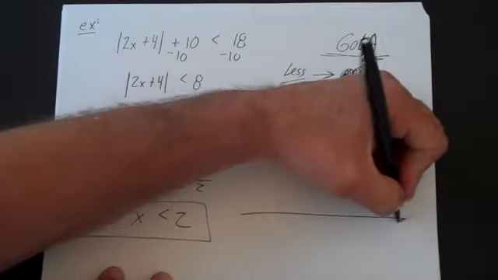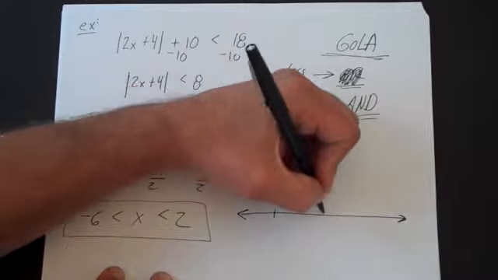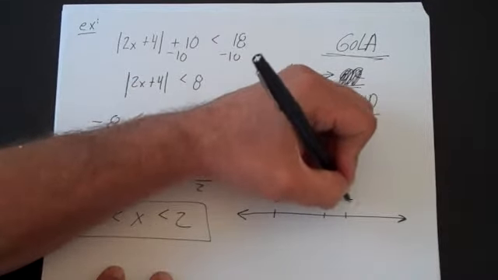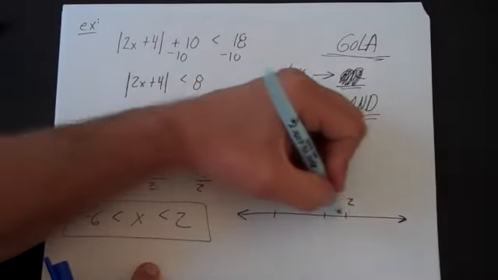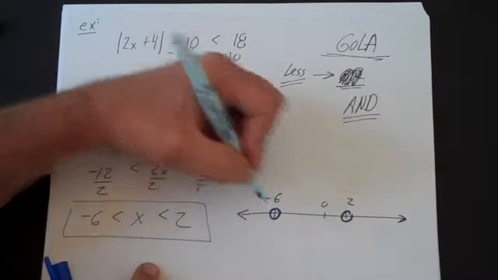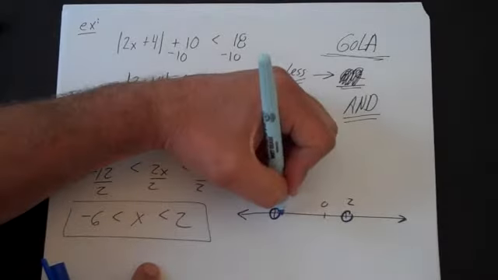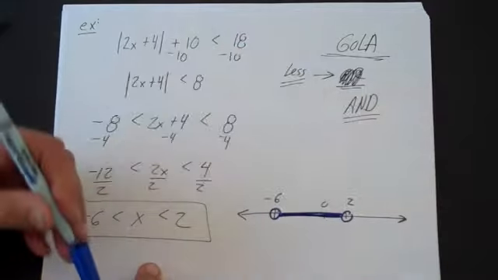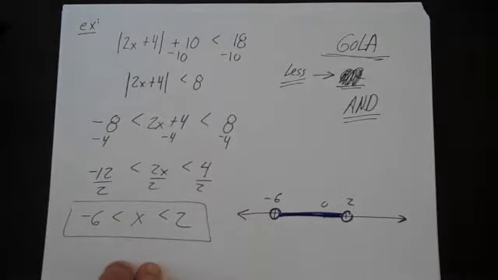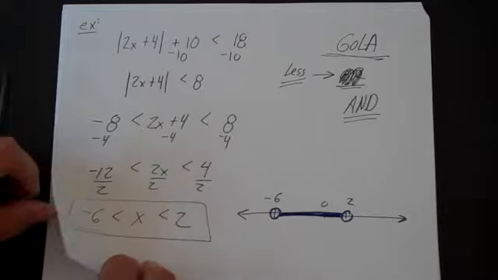If you want to graph that, minus 6, 0, 2. It's everything between negative 6 and 2. It doesn't include minus 6 and 2 because it's strictly less than, so you're going to have open dots. And that's going to be your graph if you're asked to graph it, just like that. Let's do another example.